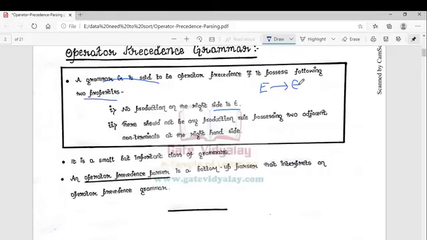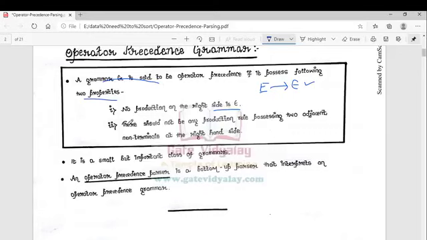So operator precedence parser only constructs the parser for operator precedence grammar, and operator precedence grammar has some rules and restrictions. The first restriction is that operator precedence grammar does not accept a null string. So there should not be any production in your grammar in which you have a null string.